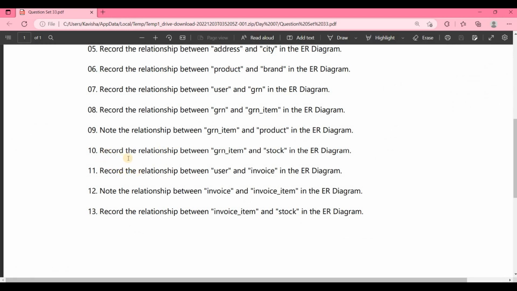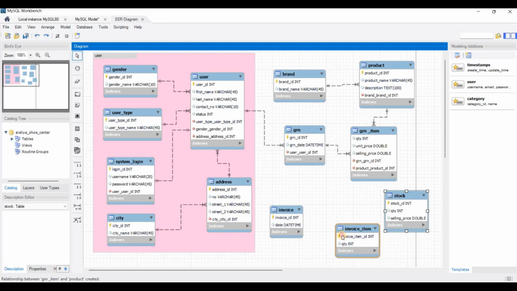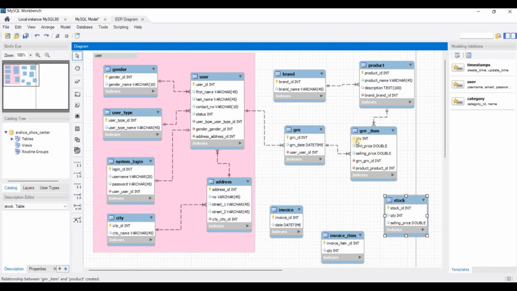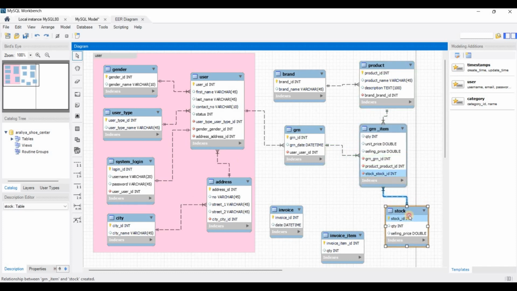In the 10th question, we have to record the relationship between GRN item and stock table. So let's see. Here's the GRN item table and here's the stock table. One GRN item has only one stock. When we get one stock, there will be so many GRN items. So the relationship between those two tables is a one-to-many relationship. This is the symbol we use to represent the one-to-many relation, and here's the many side and here's the one side. So here's the relationship between GRN item and stock table.